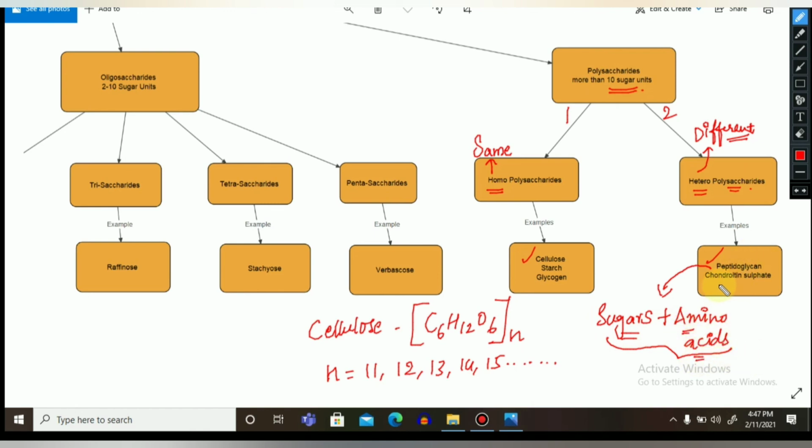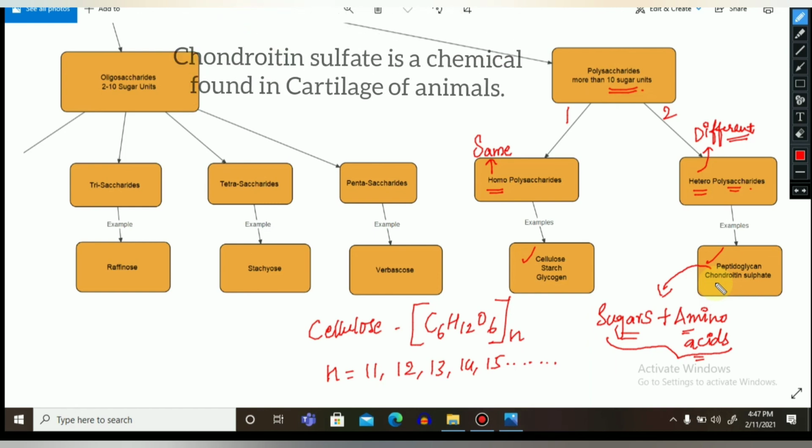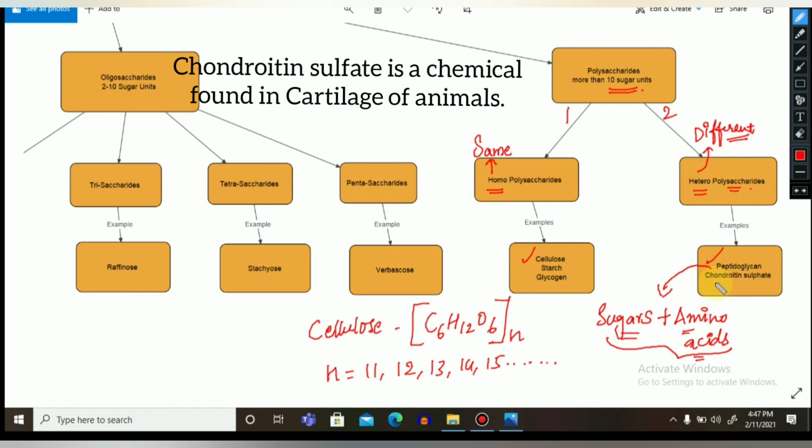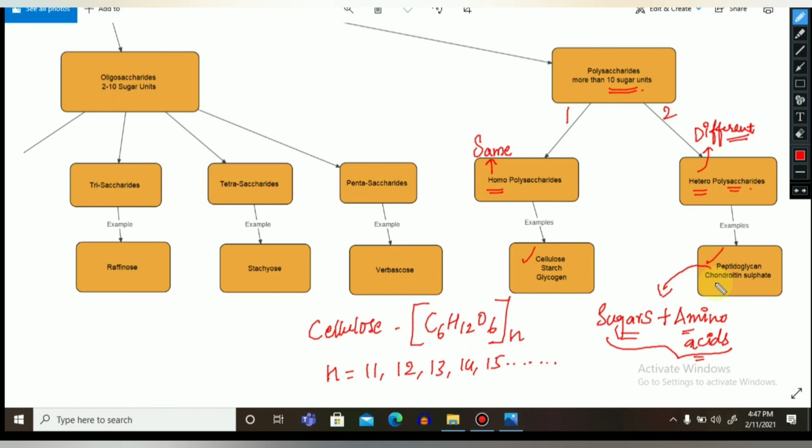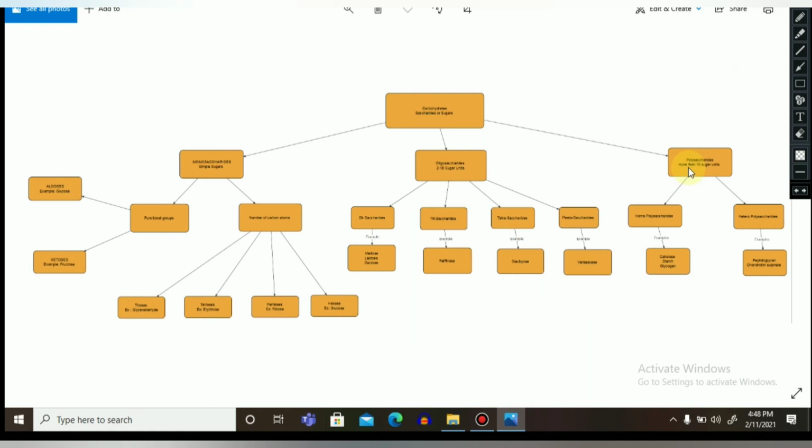And if you take chondroitin sulfate, you will be having a chain of alternating sugars. Different types of sugars will be combining together to give chondroitin sulfate. Amino acids are not present, only different types of sugars are combining together to give chondroitin sulfate. So this is all about the classification of carbohydrates. You can have a look at this flowchart. This is the way I have designed this. If you want, you can also try to make it, and it would be easy for you.